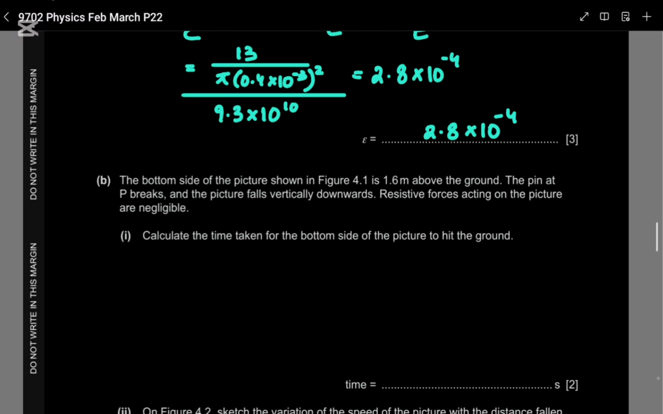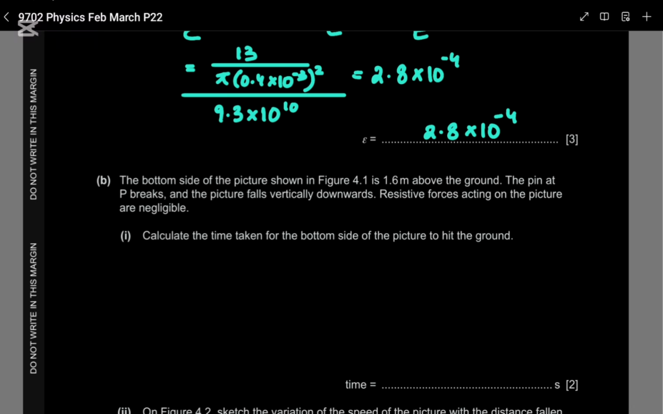Okay, now over here in part B they say that the bottom side of the picture shown is 1.6 meters above the ground. The pin at P breaks. Okay, now it breaks and it falls vertically downwards. Resistive forces are negligible. Calculate the time taken for the bottom side of the picture to hit the ground.